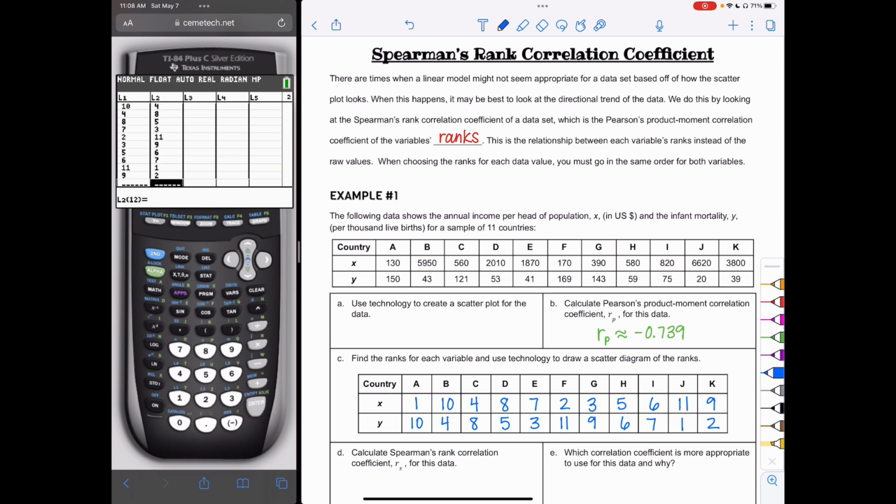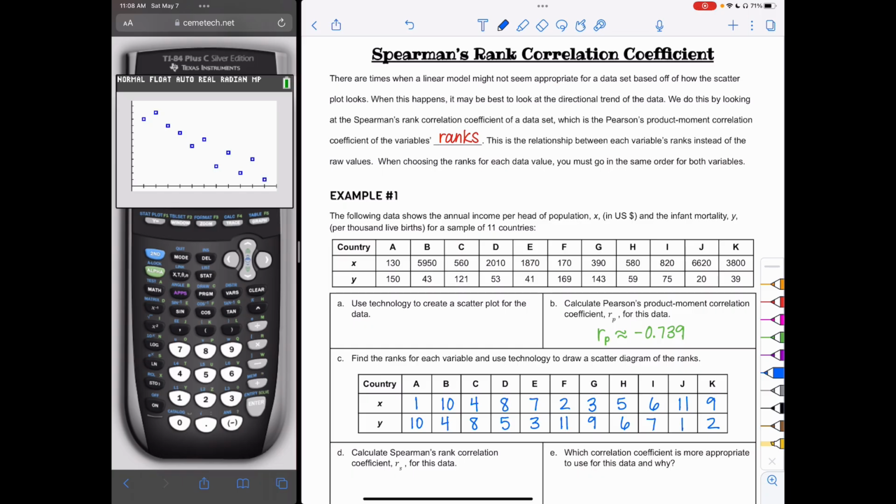All right, so now that I have my rankings in there, I'm going to draw my scatter plot. So once again, we've already turned the scatter plot on, so we don't have to repeat that step, because once it's on, it stays on unless you clear your calculator or reset your calculator. So we can just press zoom 9. And now, as we can see here, there is a negative trend in the data.